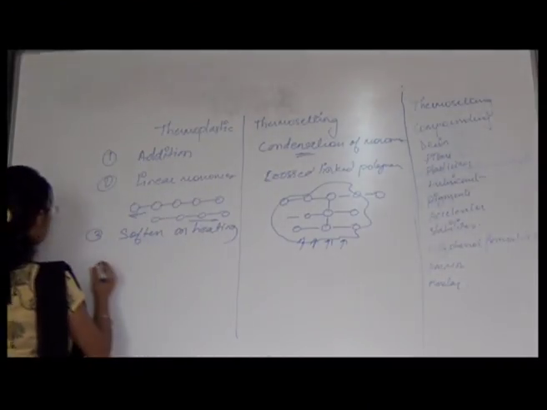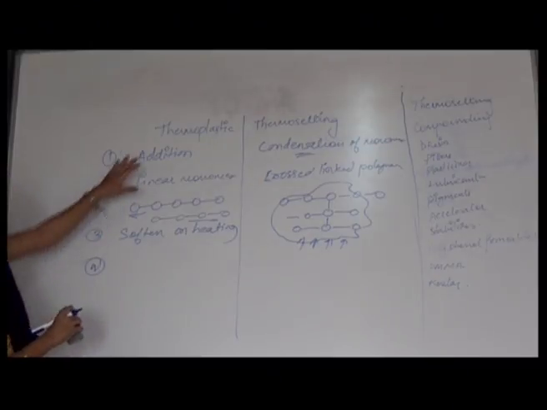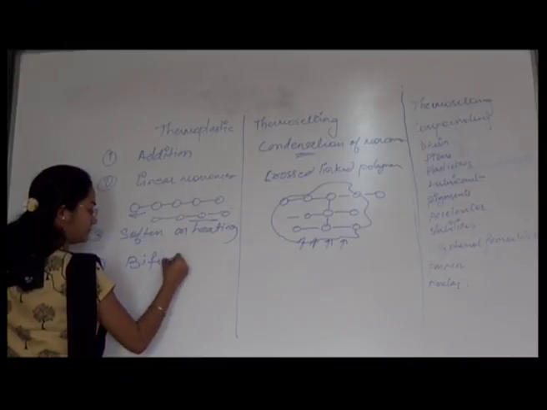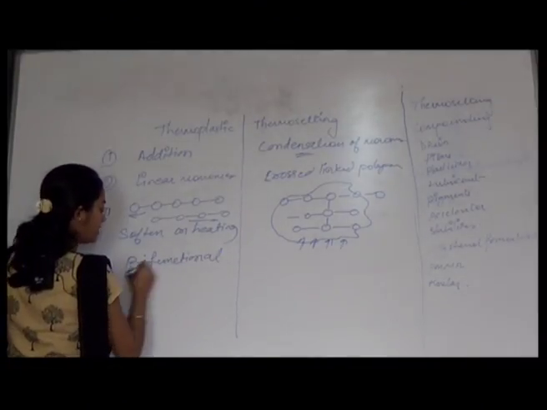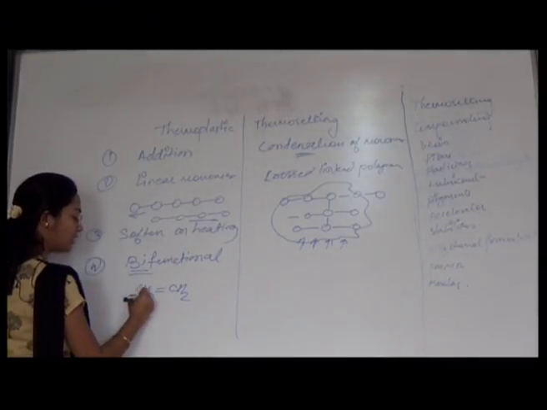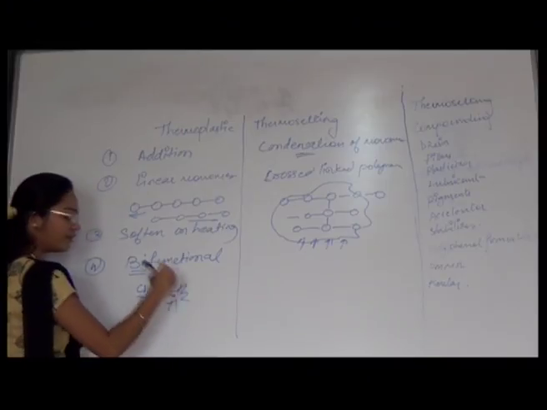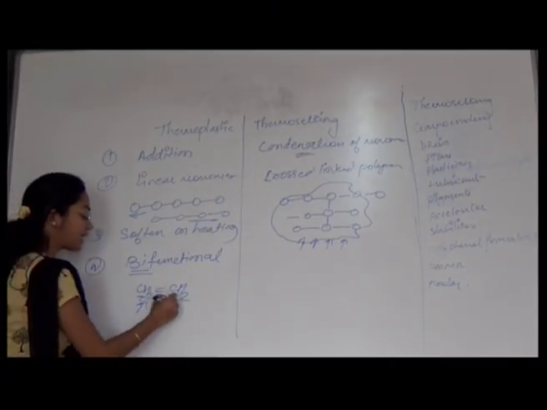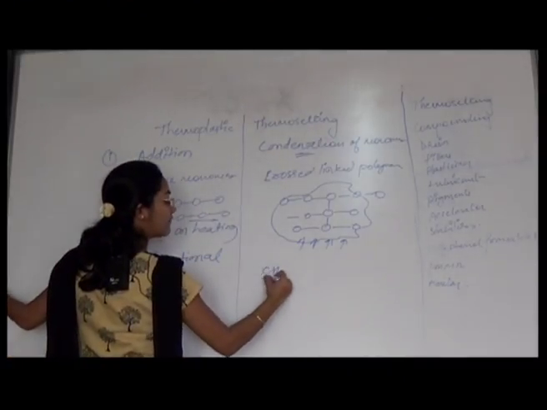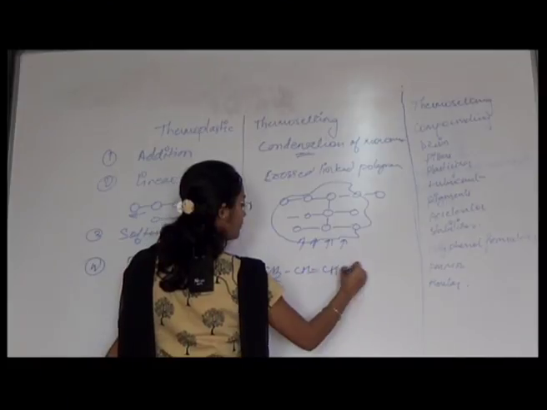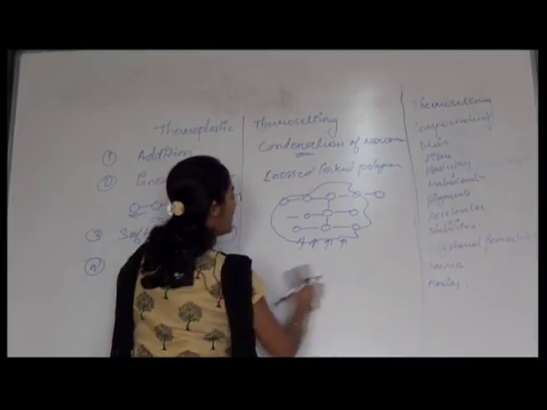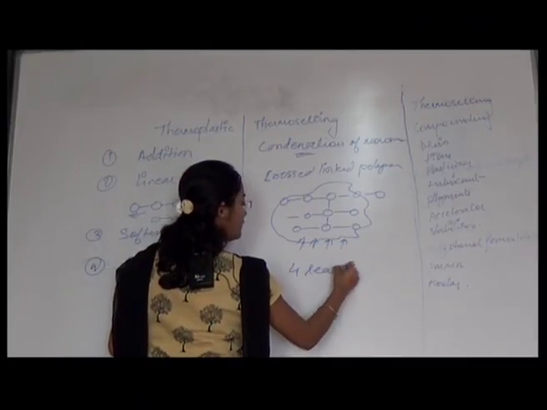Now the next point, these thermoplastics are formed by the bifunctional monomer. Okay, now what is bifunctional? For example, the ethene molecule. There are two sites of reaction, that is two reactive sites, hence it is called bifunctional. Whereas the thermosetting polymers are formed by four reactive sites. So the reactive sites are four.